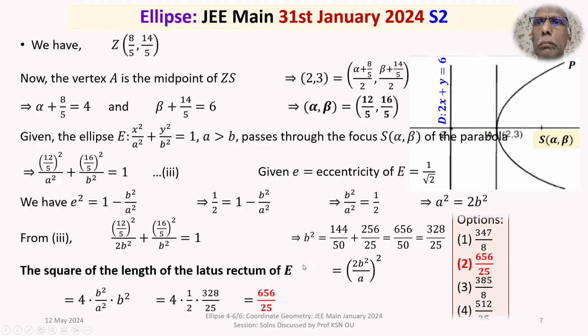Let's look at our options. Our answer 656 by 25 appears against option 2. Therefore, the answer to this question is option 2. That is the detailed discussion of the solution of this problem. I am sure that you have understood the solution of this one. Let's now move to the next question.